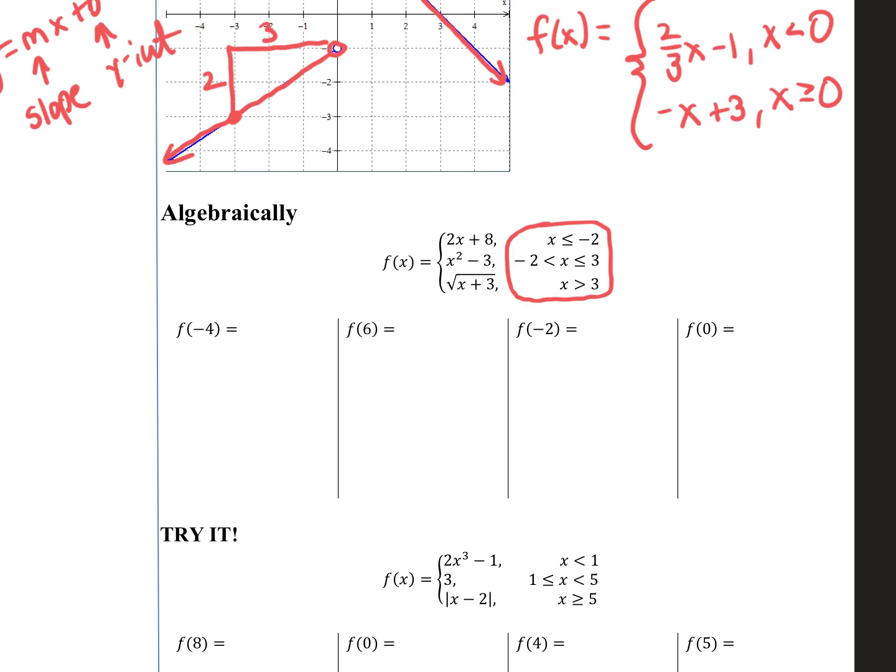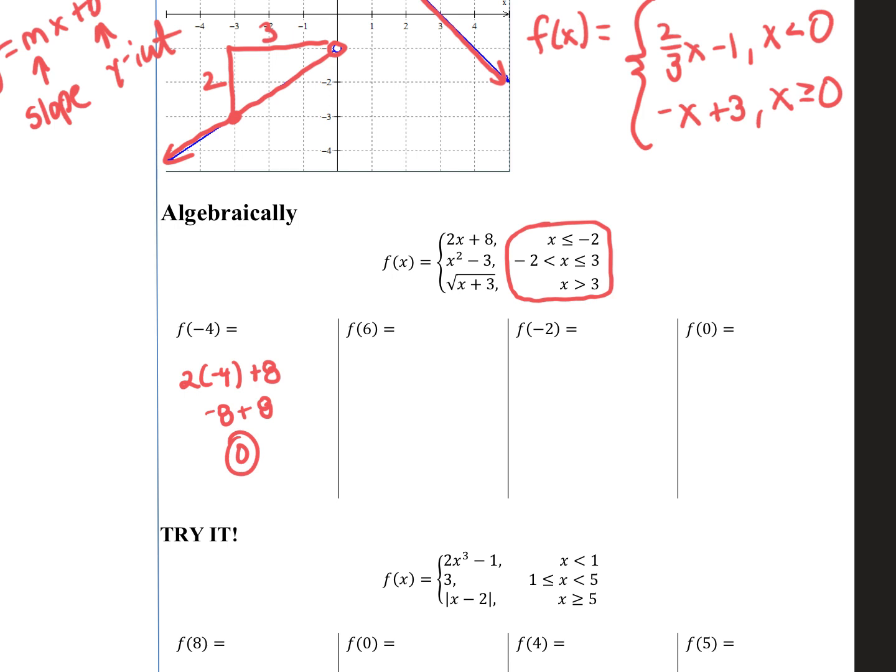And it just so happens that the only one that includes -4 as part of its restriction is this top one. So I'm going to take 2x plus 8 and evaluate it when x is -4. And I get -8 plus 8, which is 0. So when I input -4 into this piecewise function, my output is 0.